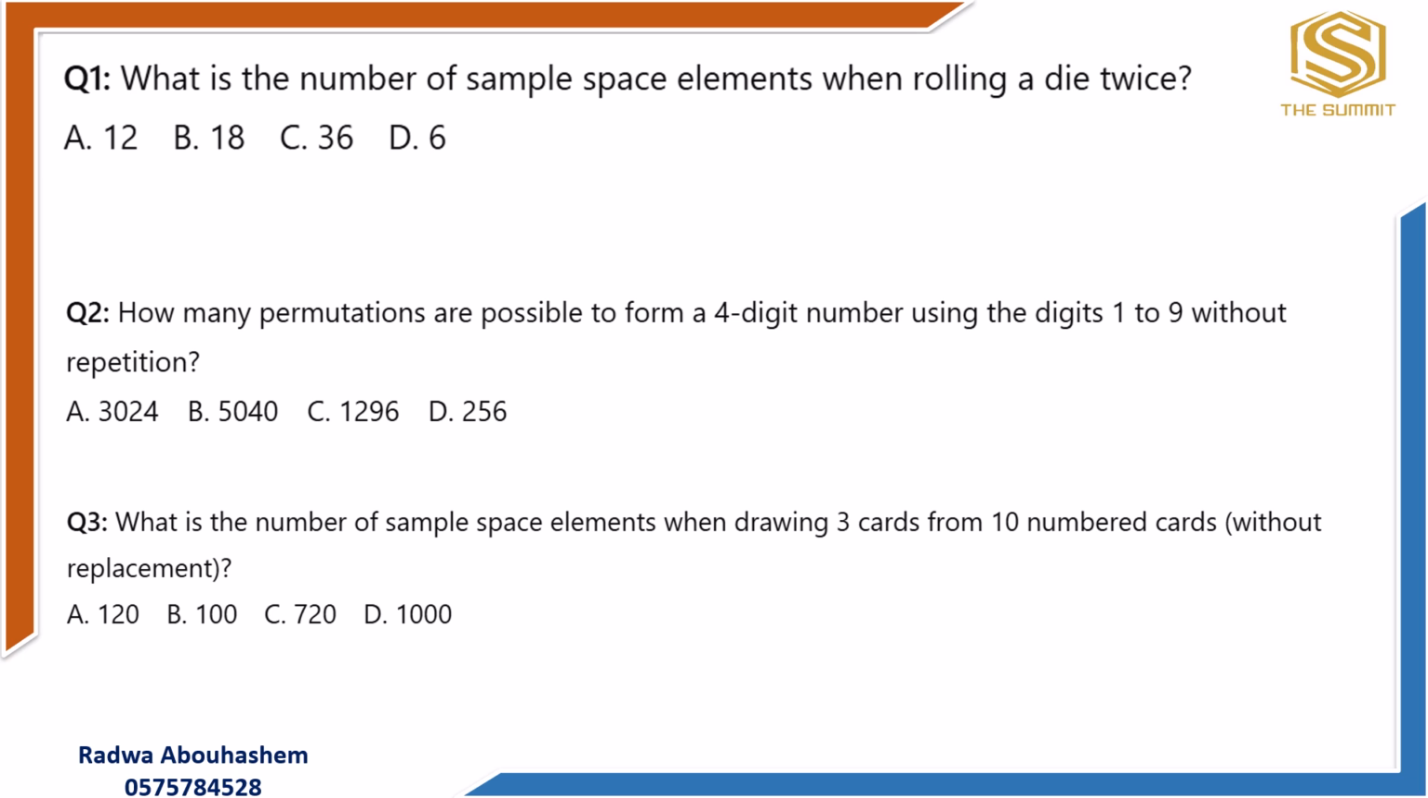What is the number of sample space elements when rolling a dice twice? If you roll a dice once, you get 6. So 6 times 6 gives me 36. This is the counting principle.